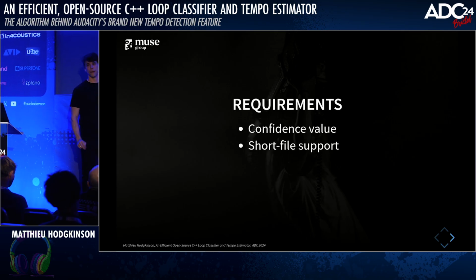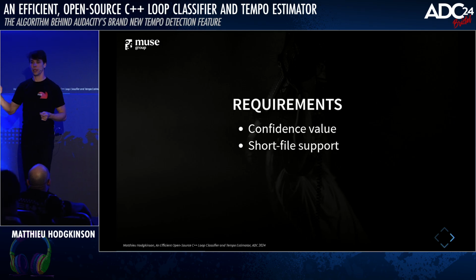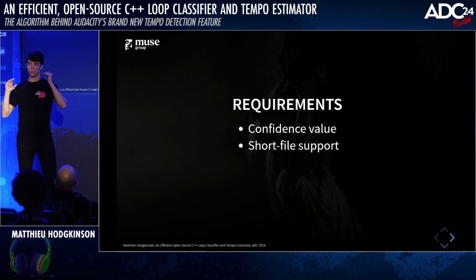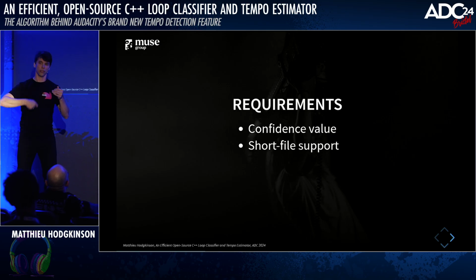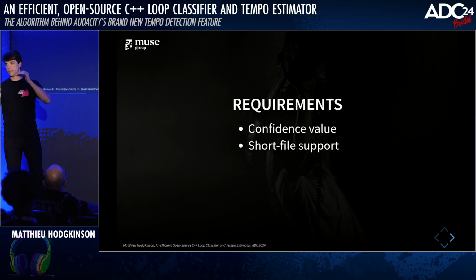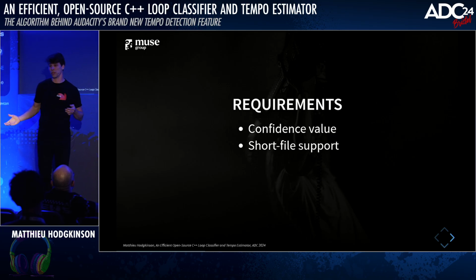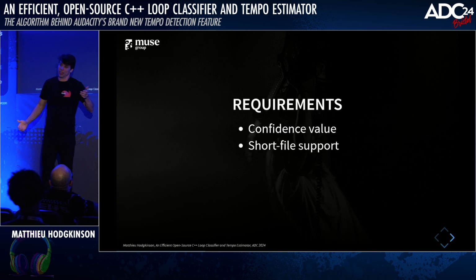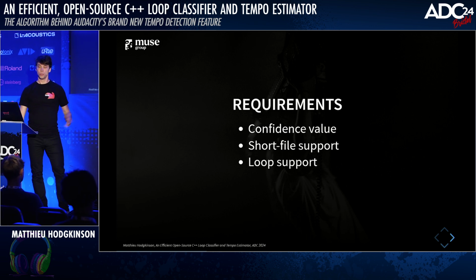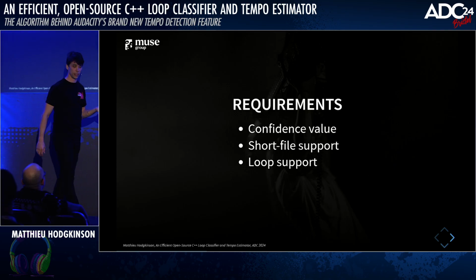But there you go. Short file support. Why am I saying this? I, of course, looked to existing solutions as well before reinventing the wheel. And the majority of them needed some duration before they could start asserting a tempo with some confidence. So needed 5, 6, 7 seconds, not less. But loops can be much shorter than this. So these solutions did not really make it. Loop support, yeah, of course, loop support. If you drag in and drop a loop, it should be detected.